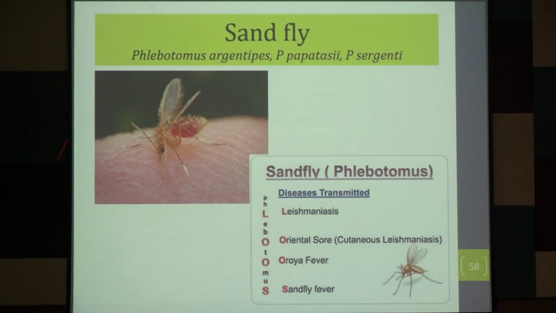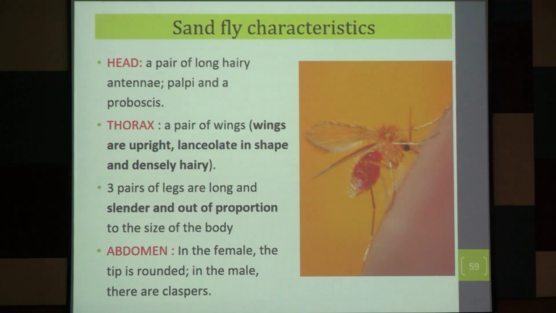So Sandfly, Phlebotomus argentipes, transmits Leishmaniasis, oriental sore, Oroya fever and Sandfly fever. It does not only cause Leishmaniasis, it can cause its own disease, that is Sandfly fever, okay. As you can see, it almost looks like a mosquito, but very small in size, okay. It looks nothing like these three types of mosquitoes and it is very small. Then it is Sandfly, okay.